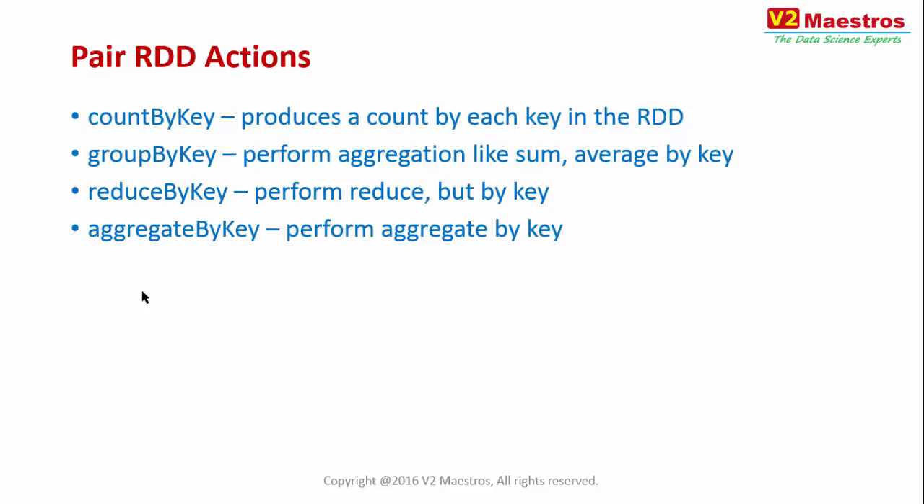You can do aggregate by key. The reduce by key and aggregate by key work exactly the same way we saw for the normal reduce and aggregate, except that it is done on a key by key basis. So reduce and aggregate by default produce one result. In this case, there is going to be one result per key.